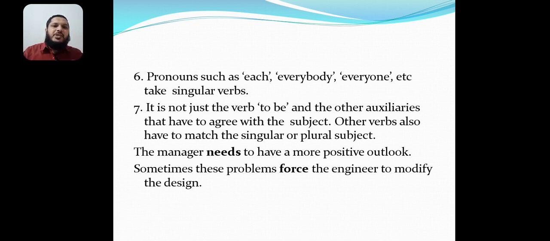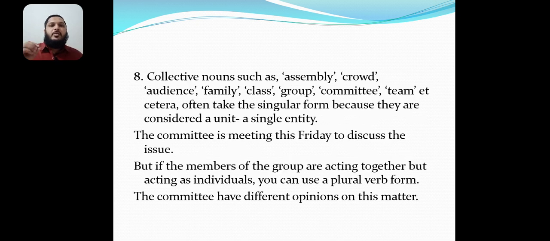Look at the second sentence. Sometimes these problems force the engineer to modify the design. These problems, look at this, the subject is plural, so there is no S. So these problems force the engineer to modify the design. So it is not just the verb to be, that means is or are, was or were, and such words that match with the subject, but also we have words like these. When they come in simple present, we also should use proper verbs according to the subject. So here, if the subject is singular, we should add an S. If the subject is plural, we don't have to add an S. Hope this is clear. Now look at rule number 8.